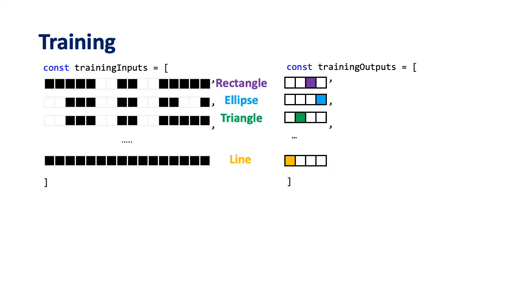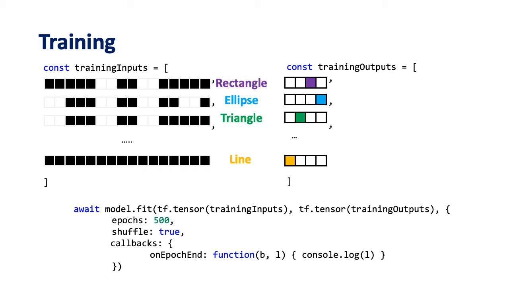To train the model, we provide it with a list of training inputs and outputs. The training inputs is a JavaScript array with 900 element subarrays. Each subarray contains the pixels that are on and off in the image. The training outputs is a JavaScript array with 4 element subarrays. Each subarray is a one-hot encoding of the label associated with the corresponding image. One-hot encoding turns one bit on and turns all other bits off. So a square would occupy the third bit, a circle would occupy the fourth bit, and so on.